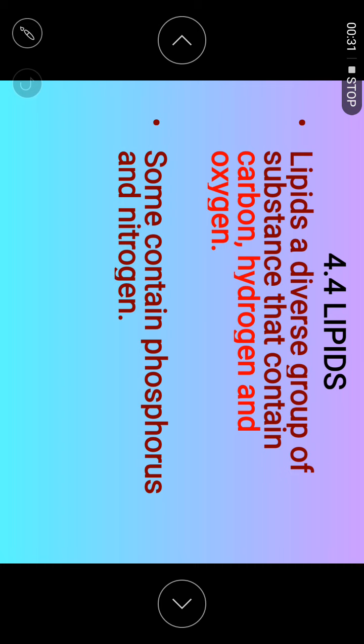You will wonder why lipids contain phosphorus and nitrogen, and still we say they contain only carbon, hydrogen and oxygen. Because in a later part you will see that certain lipids can change one of the molecules, one of the fatty acids, into another group, and we still consider them under lipids. That is why they sometimes contain phosphorus and nitrogen.